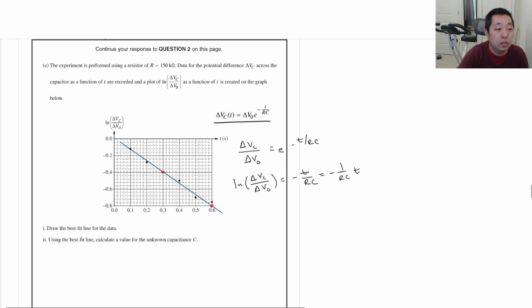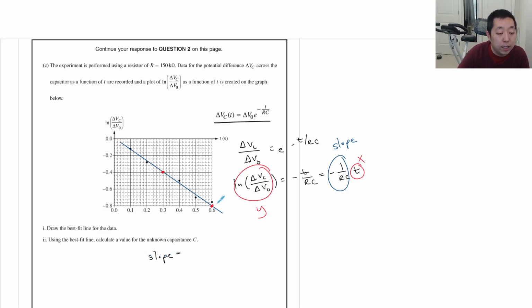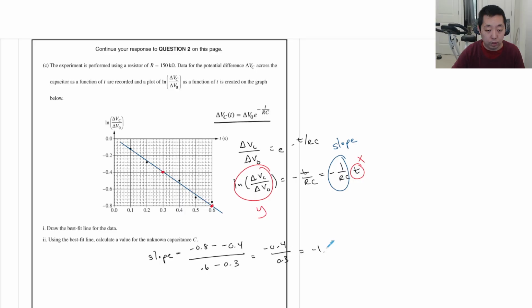So this is my x variable. This is my y variable. So this guy here is my slope. So my slope is negative 1 over RC. So the slope here, I'm going to say, what's the y value here? Negative 0.4. What's the x value? 0.6 minus 0.3. So that's negative 0.4 over 0.3. And what is that? 4/3? Negative 1.33? Yeah, negative 1.33.